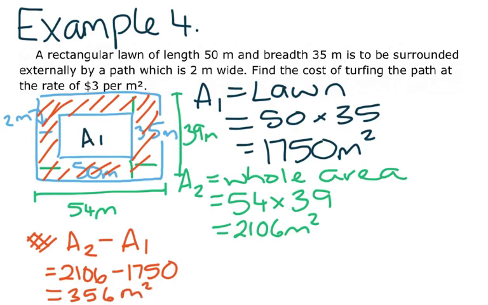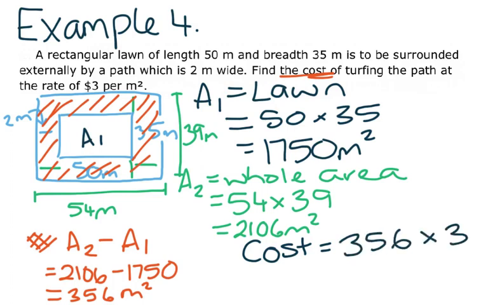Now the question also says find the cost if it is $3 per square metre. So then to do the cost, I'll do that in navy. The total cost will be 356 multiplied by 3 because it's $3 per square metre, which gives you $1,068 to put turf down on that path around the lawn there.